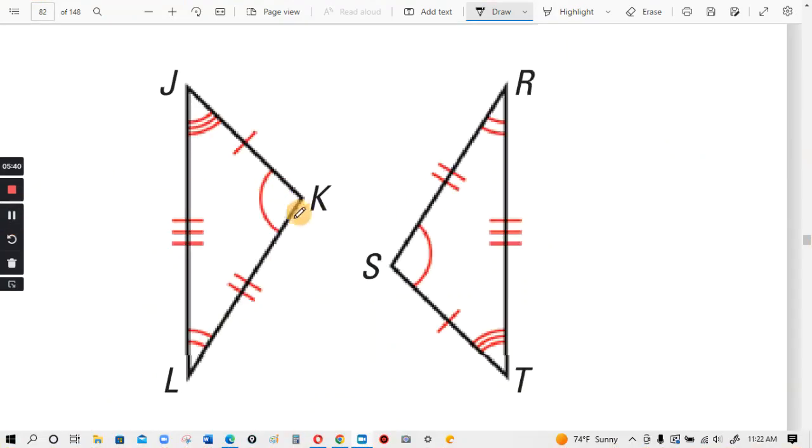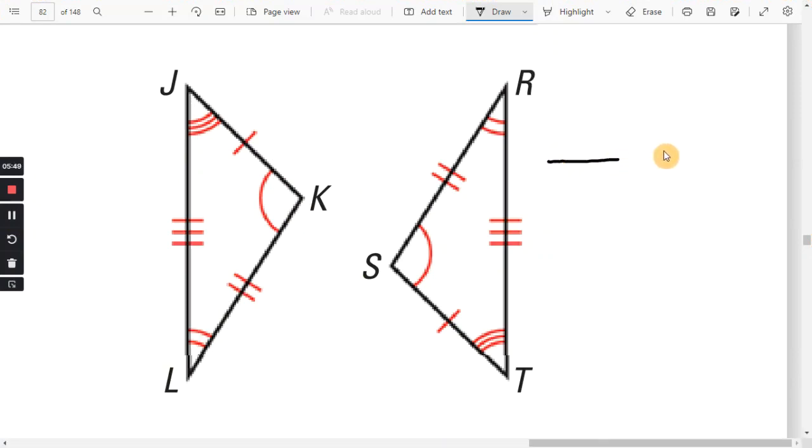Please pause and see if you can write the congruent statement for these two triangles. I'll give you a hint. You should have 3 letters and the congruent sign followed by 3 letters. Okay, and there's actually 3 different ways to do this.